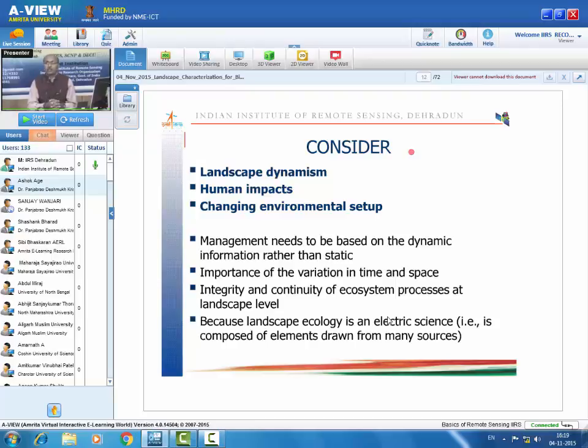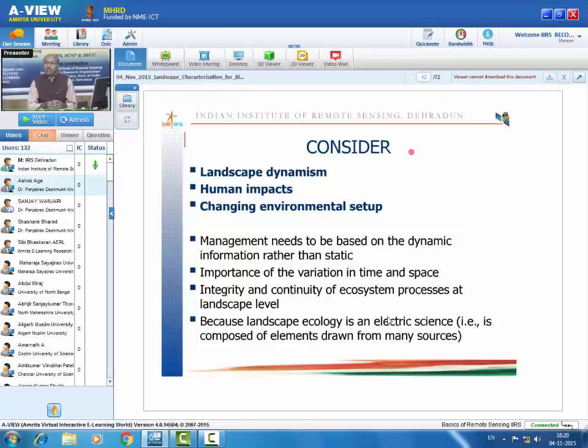And then human impacts are very important. And there is a fear that climate is going to change in the very near future, and therefore the changing environmental setup is another important aspect which we need to consider very carefully. To handle all these things, the managers, which can be the Ministry of Environment and Forest or anybody for that matter, with the support of the scientific community, need to manage these in such a way that the dynamic information which is available does not become static. That means we keep on updating, revising and improving it.